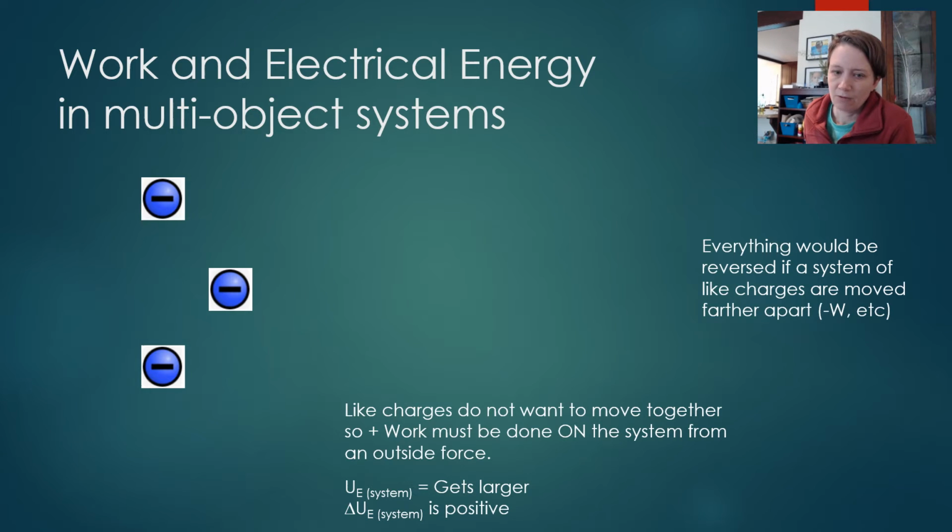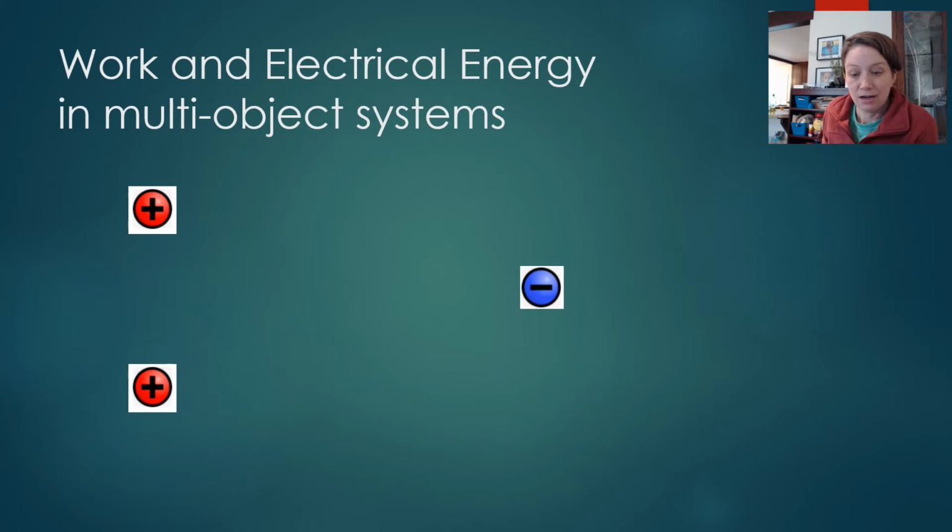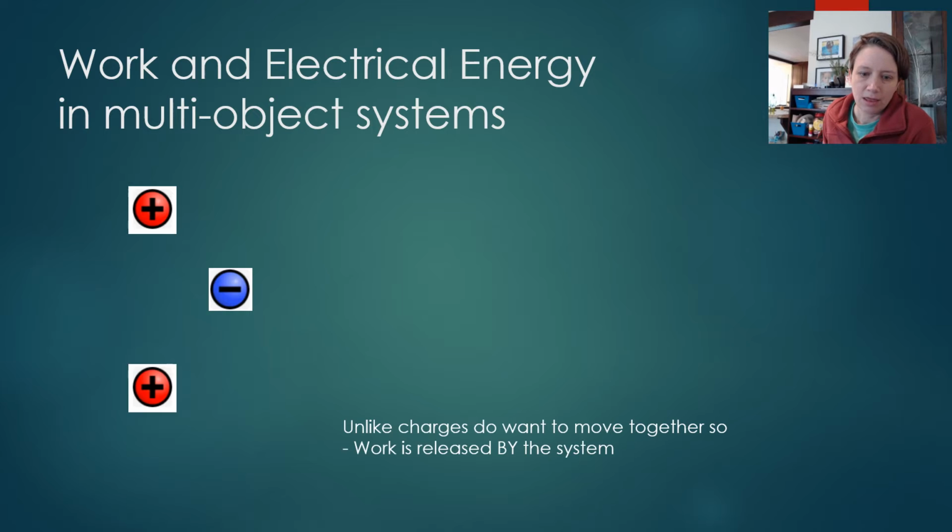Everything, of course, would be reversed if I did the opposite and took those similar charges and separated them further. That would be negative work, etc. And of course, if I have a situation where I have opposite or unlike charges and I allow them to move into a configuration where they're closer together, that is something that they sort of want to do. The force does that on its own, which means that we can take energy out of the system. Negative work is done, or work is released by the system.